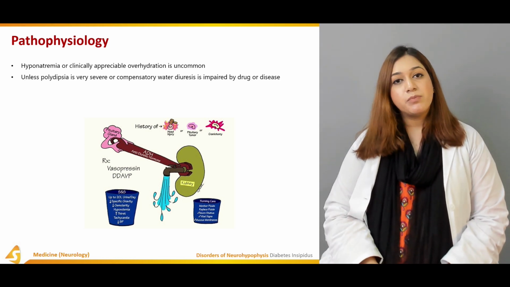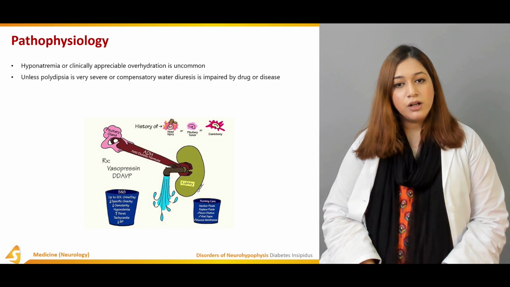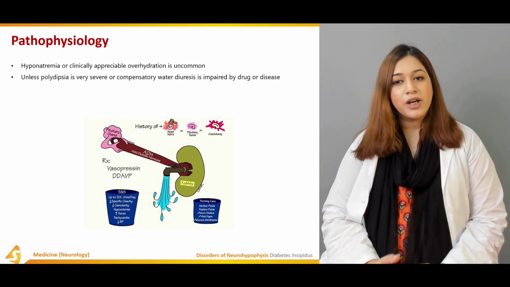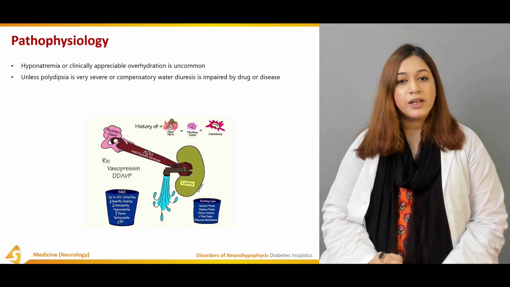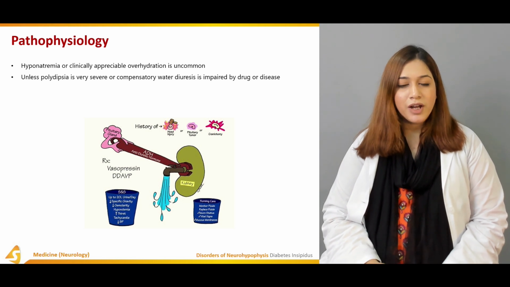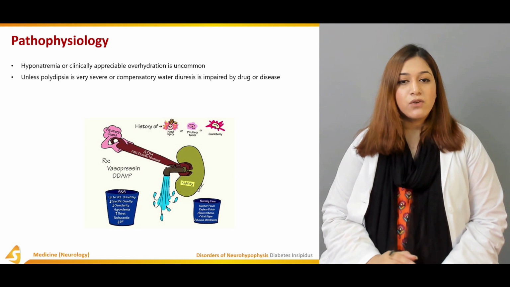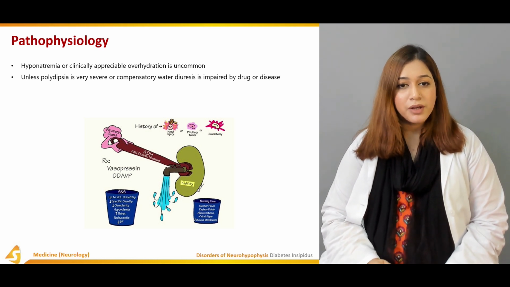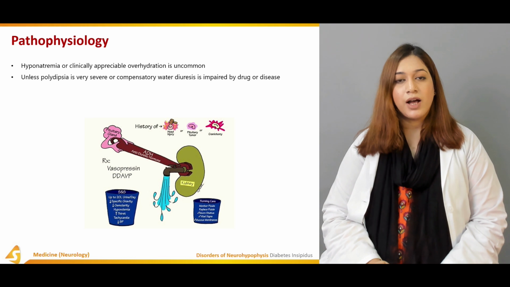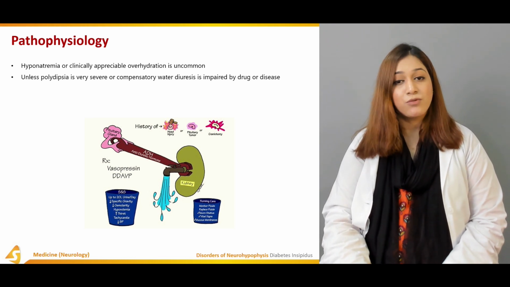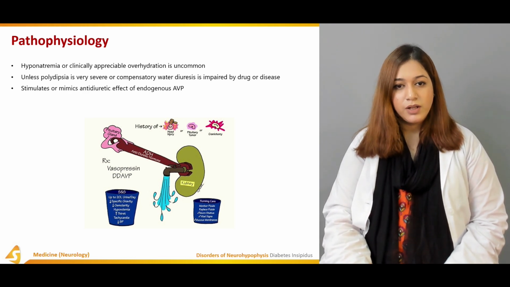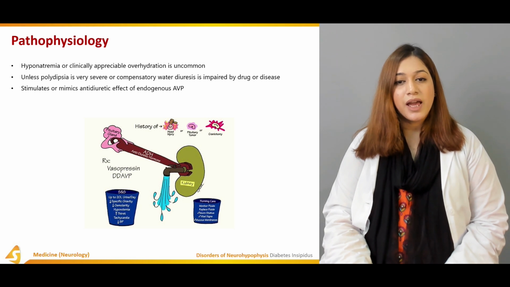Unless the polydipsia is very severe or the compensatory water diuresis is impaired by a drug or disease, then it will lead to hyponatremia and clinically appreciable overhydration, or the signs and symptoms of overhydration. Unless the polydipsia is severe, it is not going to produce hyponatremia or any signs and symptoms of overhydration. It will stimulate or mimic the antidiuretic effect of the endogenous AVP.